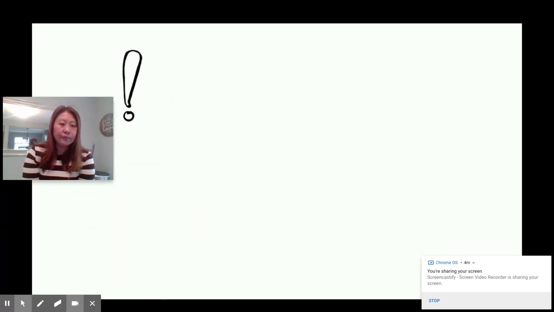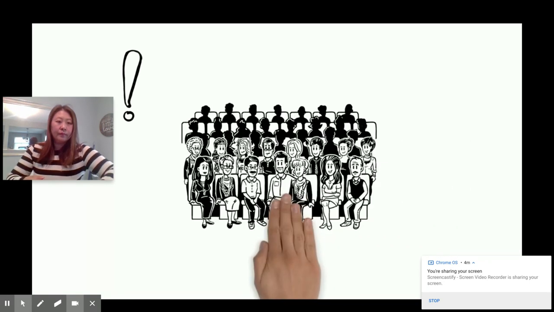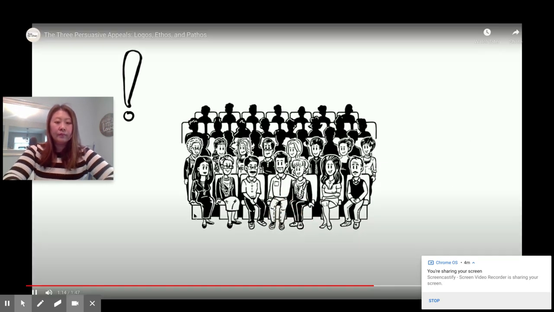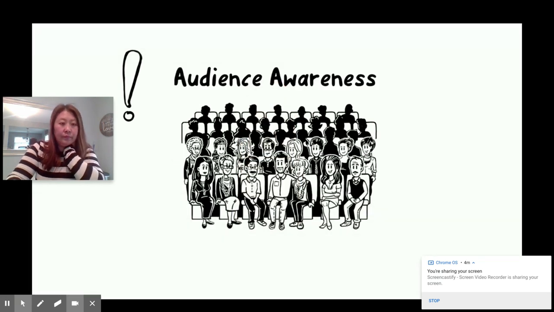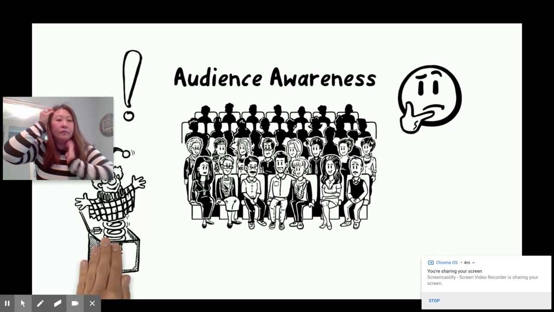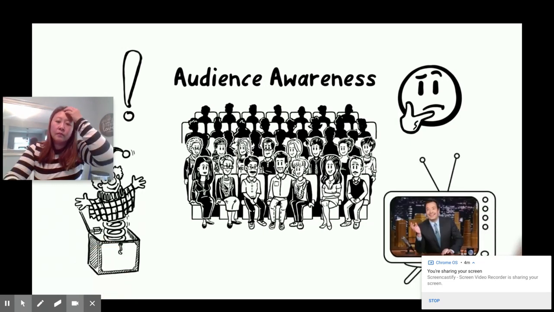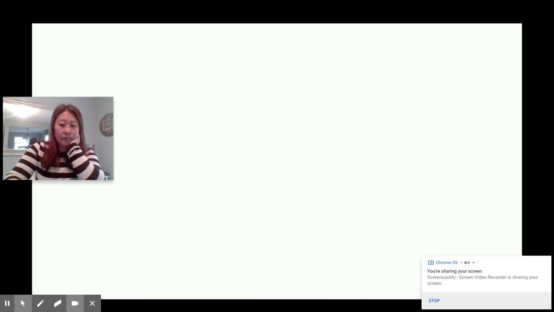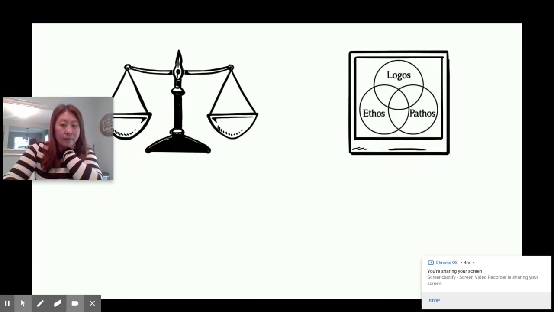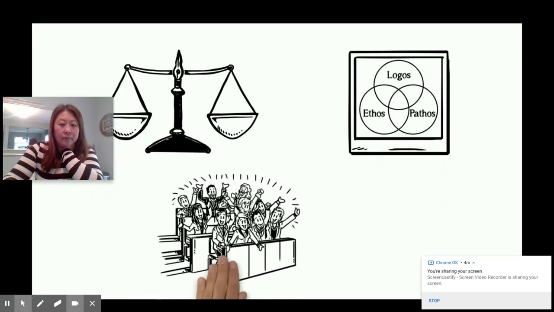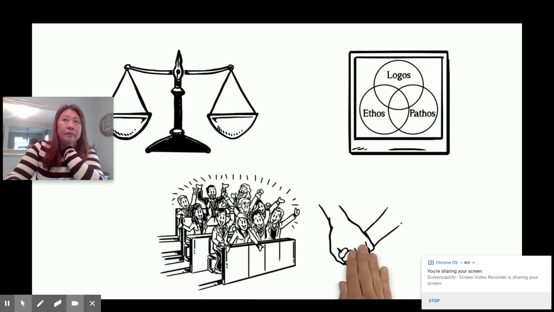It is also important to note that good persuaders keep in mind the target audience when using logos, ethos, and pathos. This is called audience awareness. After all, it wouldn't make sense to show a toy commercial during a late-night talk show. In the end, it's important to use a balance of all 3 persuasive appeals. This will keep your audience engaged while keeping their trust in you.